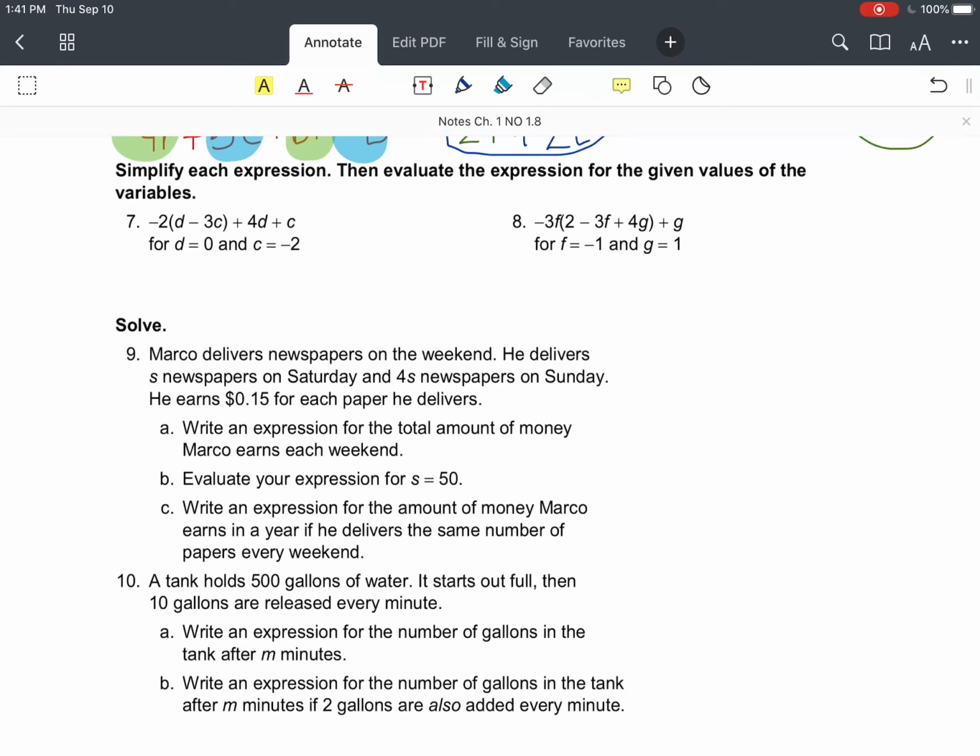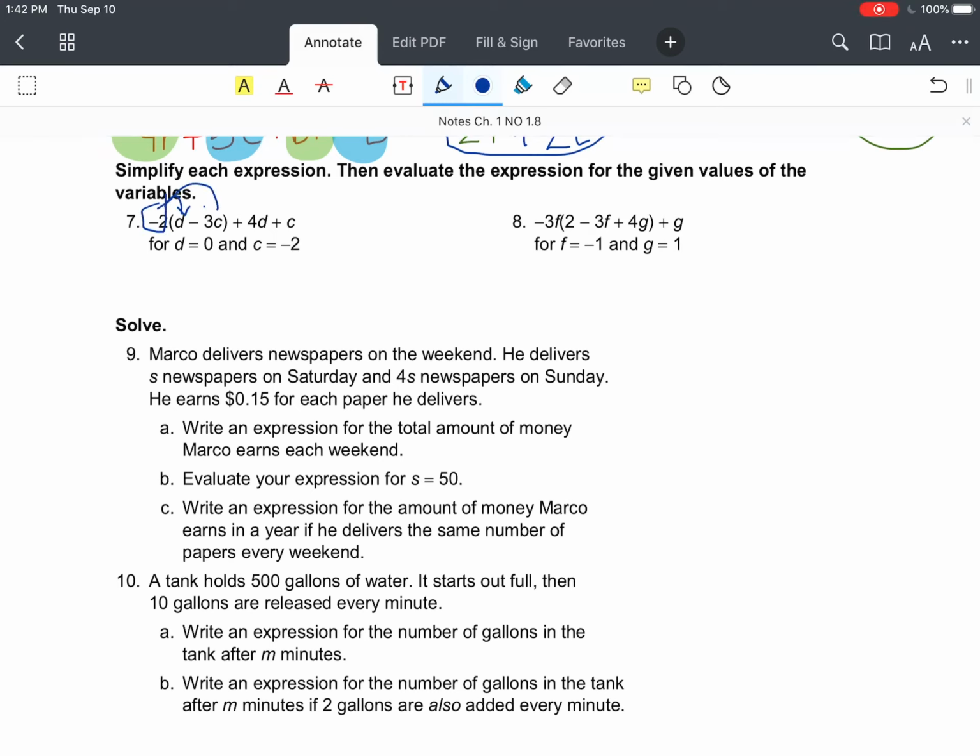Number 7, simplify each expression, then evaluate the expression for the given values of the variables. So first we're going to simplify, then we're going to substitute the numbers in. If you substituted the numbers in first before you simplify, you should get the exact same answer. So that's a way to actually check your answer. If you plug in a number before it's simplified, you should get the same answer if you plug in that number when it's simplified. So first, let's simplify.